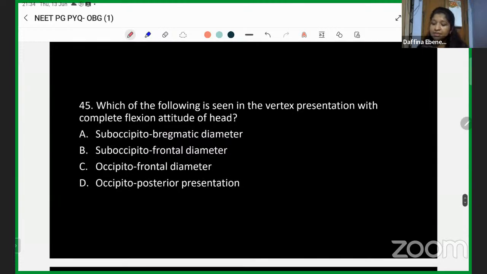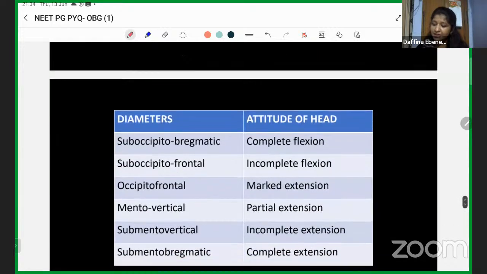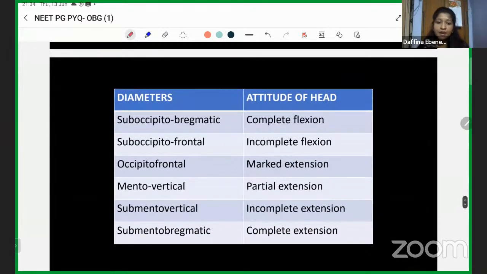Which of the following is seen in the vertex presentation with complete flexion attitude of head? Complete flexion, vertex presentation, the engaging diameter of the fetus will be suboccipito-bregmatic diameter, SOB, which is 9.5 centimeters. So as the flexion decreases from the bregma, it will become the frontal part. You can remember like that, no need to by heart. Complete flexion, it is a suboccipito-bregmatic.